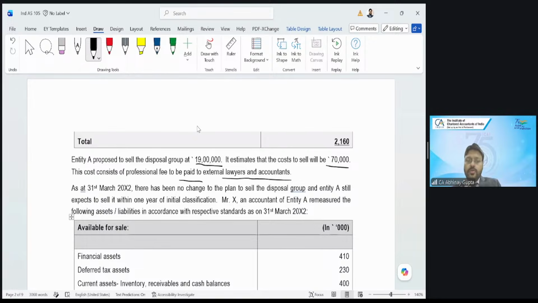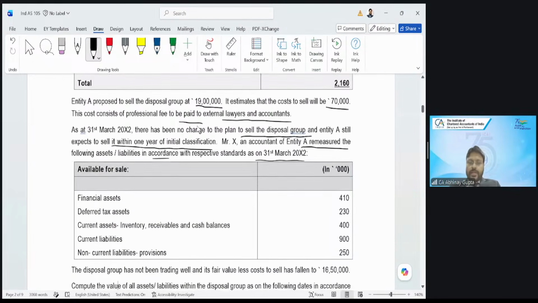At 31st March 2002, there has been no change to the plan to sell the disposal group, and entity A still expects to sell it within 1 year from the initial date of the classification. Mr. X, an accountant of entity A, remeasured the following assets and liabilities in accordance with respective standards as at 31st March 2002: financial assets, deferred tax assets, current liabilities, non-current liabilities, provisions. So all these items are remeasured at these values, right? The disposal group has not been trading well and its fair value less cost to sell has fallen to 1,650,000.